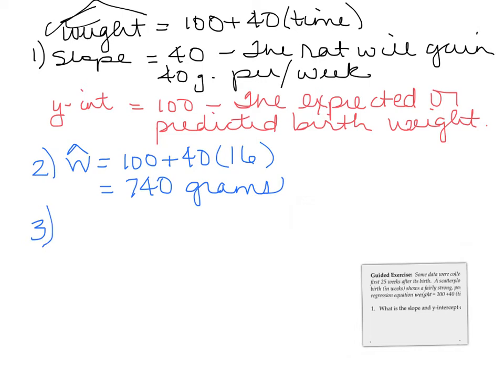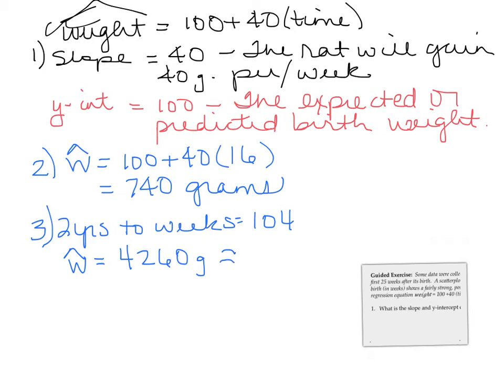Now, let's look at why we might not want to use this to predict after 2 years. So we're going to convert 2 years to weeks, which would be 104, right? All right, and then we would plug that in. Now, if you plug that into our equation up here, what you get is y hat equals 4,260 grams, which is about 9.4 pounds.